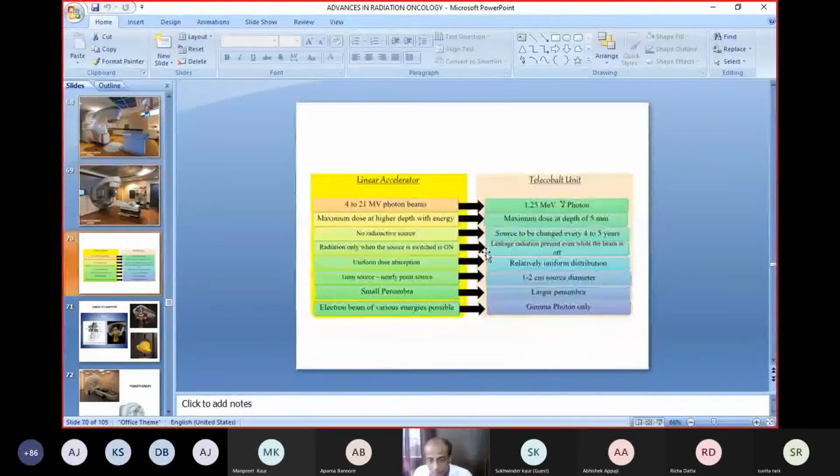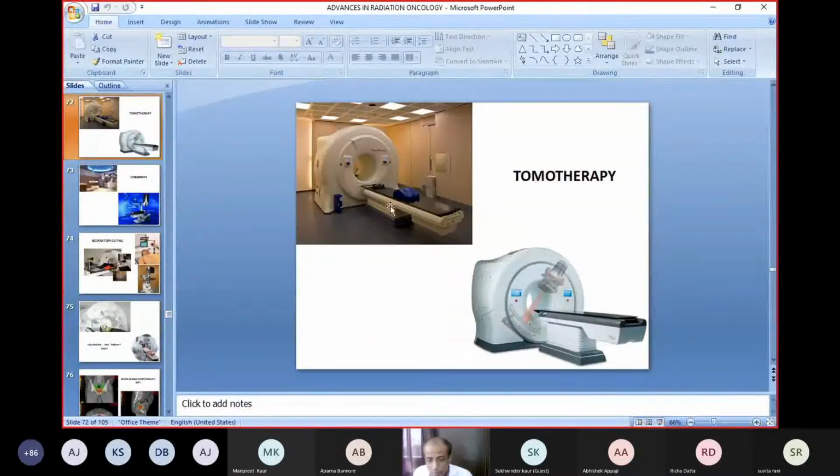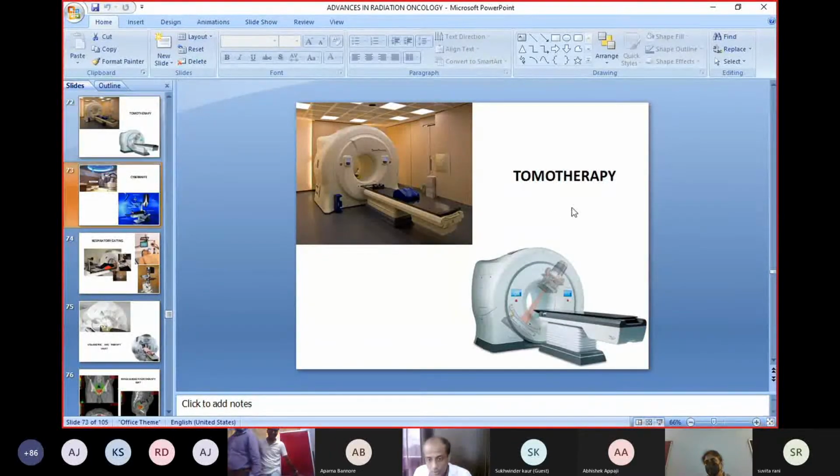But in tomotherapy, what happens? This machine rotates like this. Simultaneously, the couch also goes inside and comes outside. So we have many more degrees of freedom to plan a patient, where you can spare more normal organs while delivering a higher dose to the target organ. You can see the radiation is on like this, and this radiation unit moves in a circular, helical manner, and the couch simultaneously can translate in and out while the beam is on. So this is called tomotherapy.